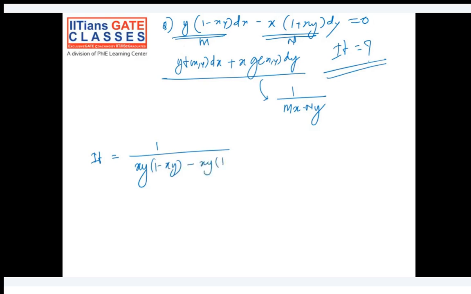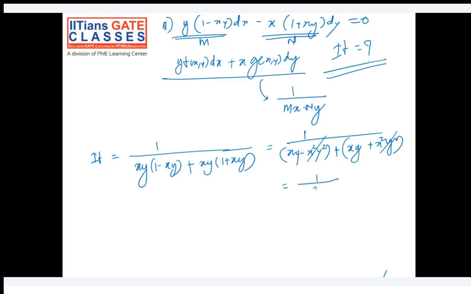If you solve it, 1 upon (xy minus x square y square, minus minus will become plus, xy plus x square y square). So here this x square y square will get cancelled. 1 upon 2xy is the integrating factor. Okay, 1 upon 2xy is the integrating factor.